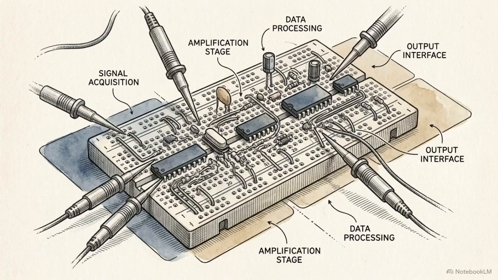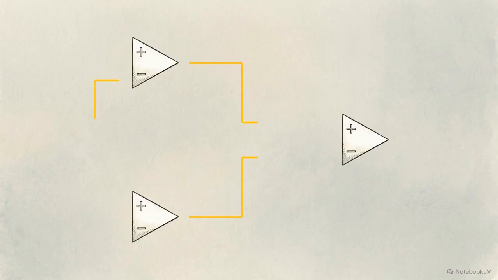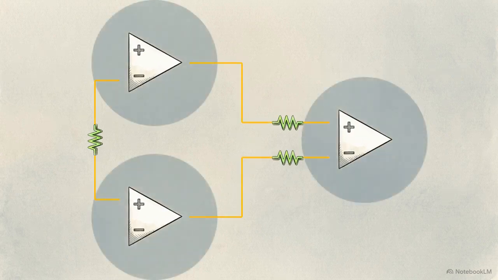For that, we return to linear operation with the instrumentation amplifier. By networking 3 separate op-amps together, an instrumentation amplifier mathematically maximizes the common mode rejection ratio.